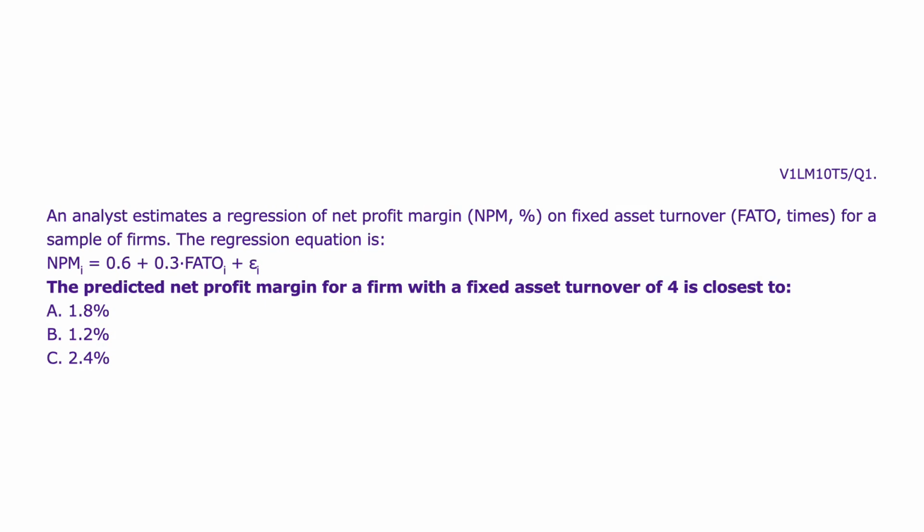An analyst estimates a regression of net profit margin, NPM %, on fixed asset turnover for a sample of firms. The regression equation is NPM equals 0.6 plus 0.3 times FAT plus epsilon. The predicted net profit margin for a firm with a fixed asset turnover of 4 is closest to A. 1.8%, B. 1.2%, C. 2.4%.